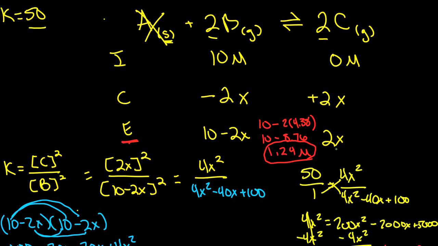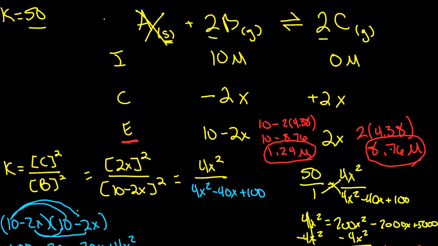Now we don't have to solve for the molarity at equilibrium for C, but we're going to anyways, just for good practice. So it's just 2x, 2 times x. We said x was 4.38, so it's 2 times 4.38. So molarity for C at equilibrium is just 8.76 molar. So there's that value.